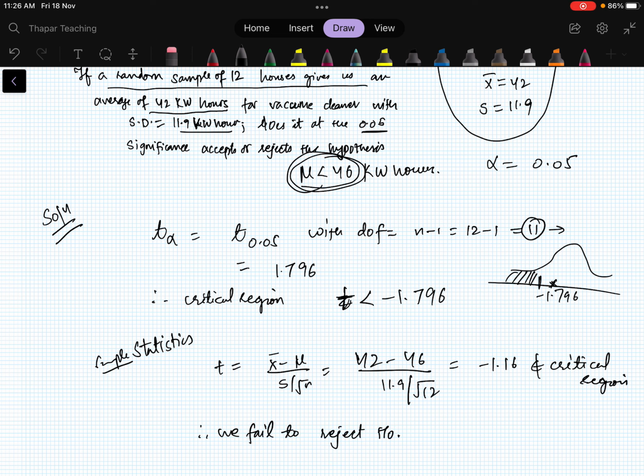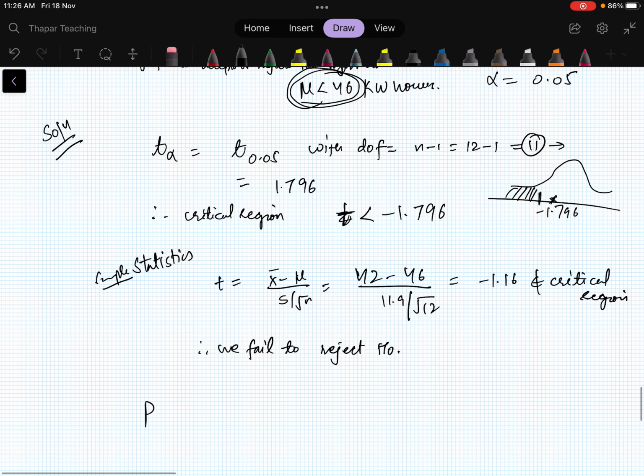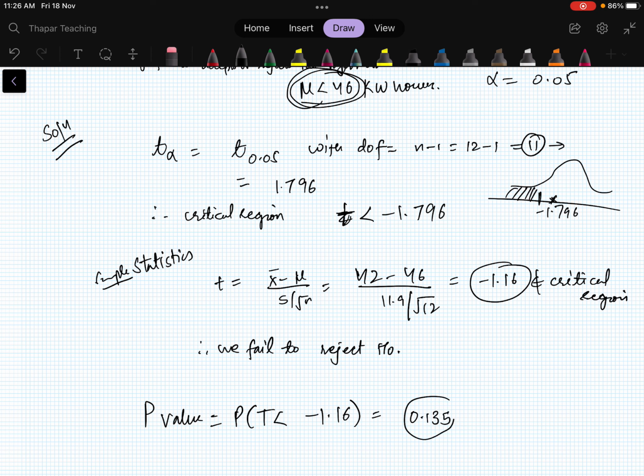Fine. Okay, so it means that depending on the data, we still have that mu should be 46. So we fail to reject H0. With p value also you can do this. For p value, p value will be the probability that your t value is less than this number, and if you compute it from the table, it is more than your significance level. Therefore, accept H0. So in this case you are accepting your H0.